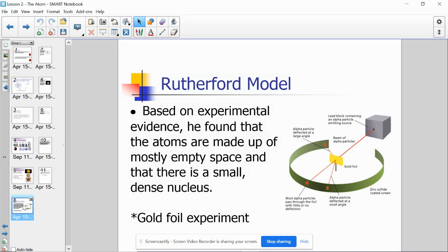Then Rutherford came along, and he shot a bunch of positively charged alpha particles at a piece of gold foil. This was known as the gold foil experiment. These positively charged alpha particles primarily went all the way through. So 99% of the particles went straight through the gold foil. What this gave evidence to is that the gold atoms were actually made up of mostly empty space.